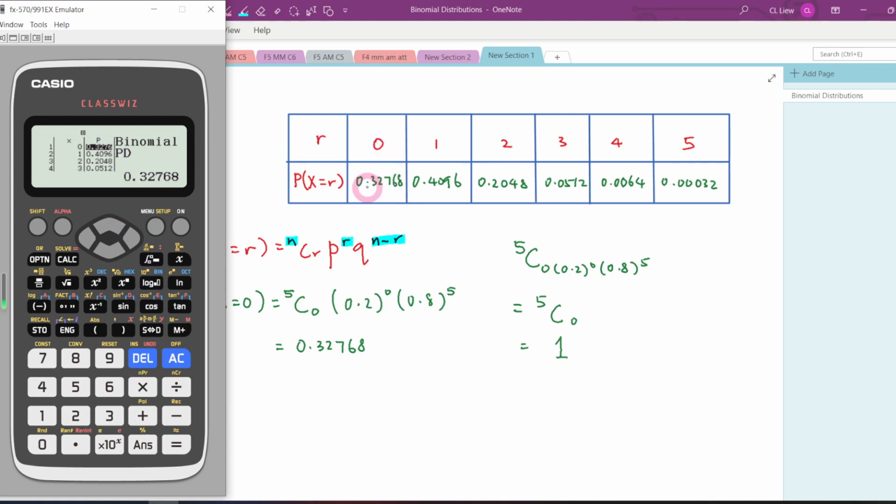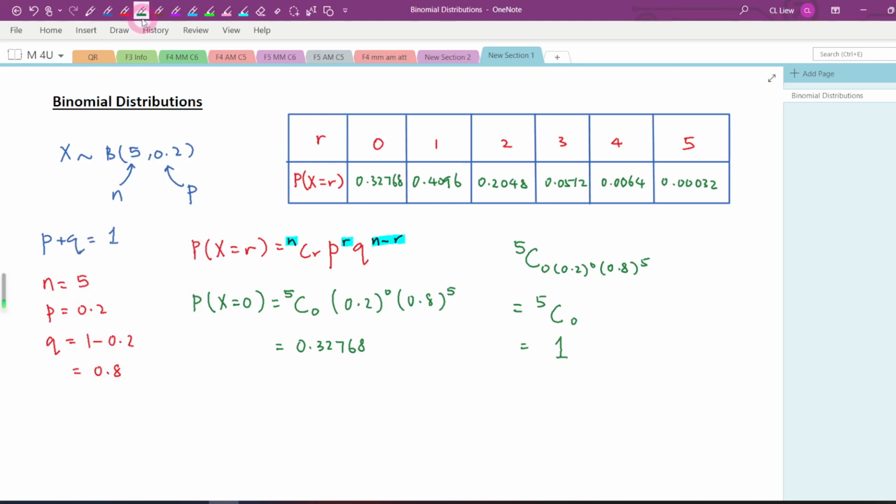When x is equal to 0, this is the answer. When x is equal to 1, this will be the answer. Let me check the answer, correct or not. Same thing, if you want to change it to decimal, or if you want to change it to fraction, you just press this one. So we can use this method to help you check our answer really fast.